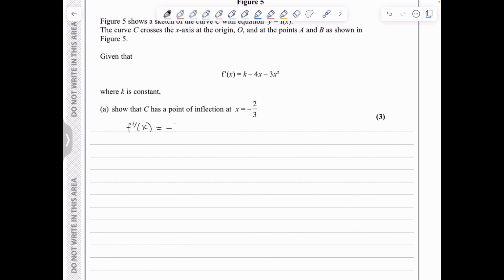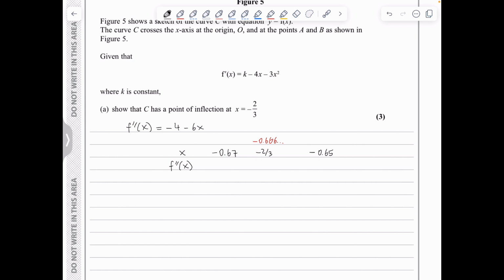This is simply -4 - 6x, and then we set up a table of x and f''(x). We've got a candidate at -2/3 as suggested by the question. We know that as a decimal, -2/3 is -0.666 recurring. So what I'll be doing is investigating the sign of f''(x) in the vicinity, in the neighborhood of -2/3. So if I go a bit to the left at -0.67 and a bit to the right at -0.65, I would like to see what f''(x) looks like.